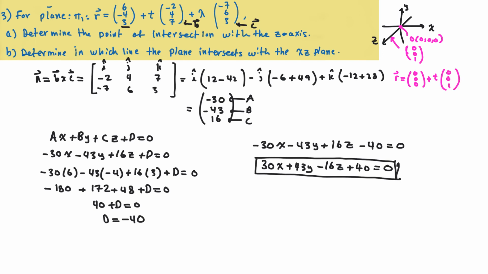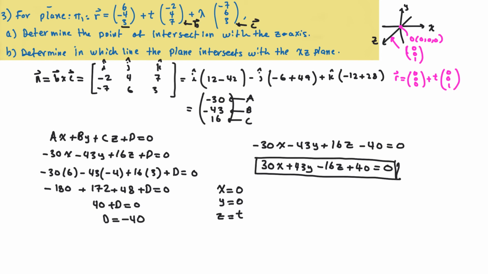And if we want that in a Cartesian form, I'll write it out here: x is equal to 0 plus t times 0, which is 0. Y is equal to 0 plus t times 0, which is 0. And z is going to equal 0 plus 1 times t, which is t.